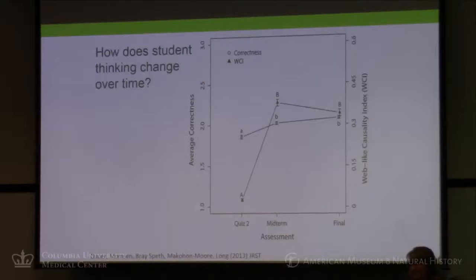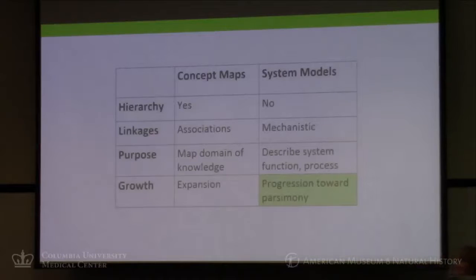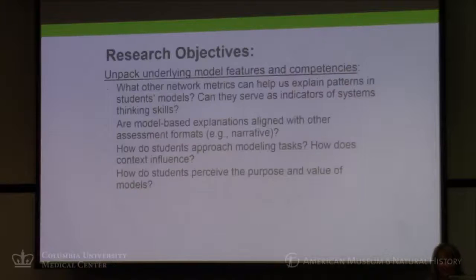This is parsimony. So we were able to fill in the rest of that table by indicating that over time, what we've observed in the classroom is that as students become more proficient in modeling and their content knowledge increases, we see a progression toward parsimony. So now we can add that to how we distinguish between concept maps and conceptual models.